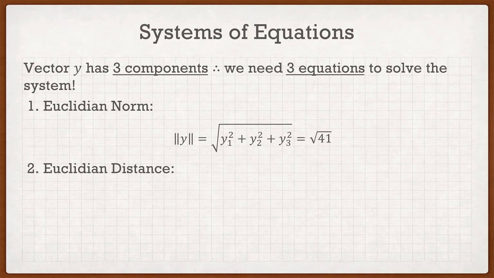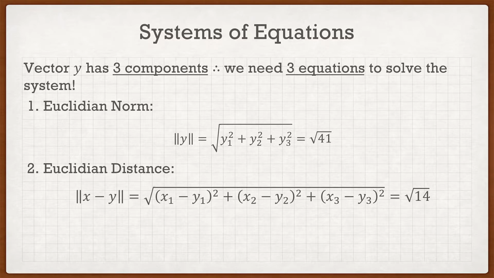We can move on and say, well, we also were given information about the Euclidean distance between vectors x and y. So if we expand this out, it's a big long formula. If I try and say it, I'm just going to mess up, so I'm not going to. But all of that mush in there is equal to the square root of 14. And although it looks like we have 6 unknowns, we actually only have 3 because x1, x2, and x3, we already know, they're already defined. So there's equation 2.